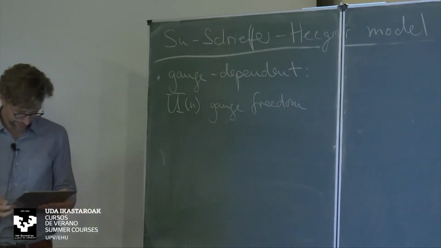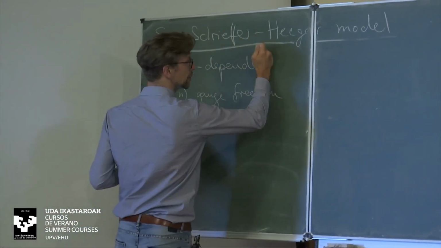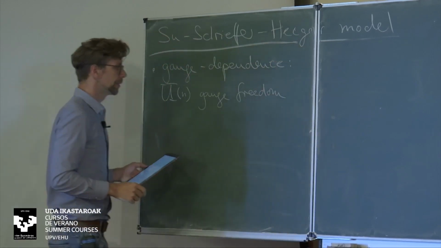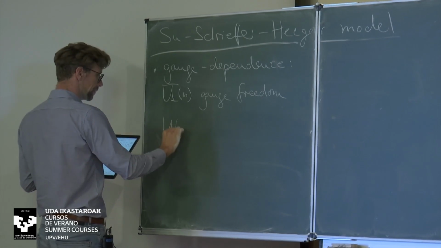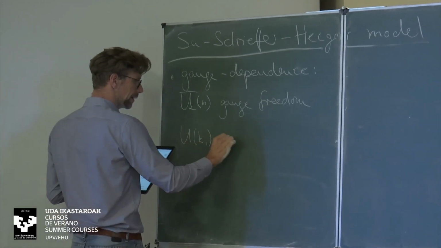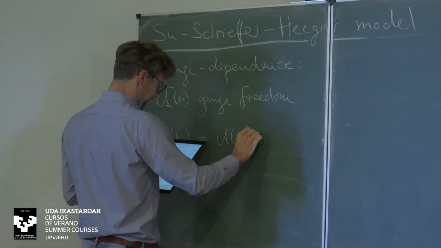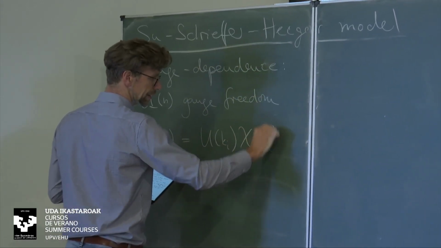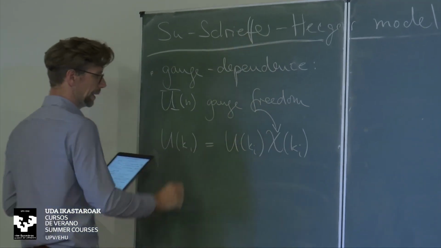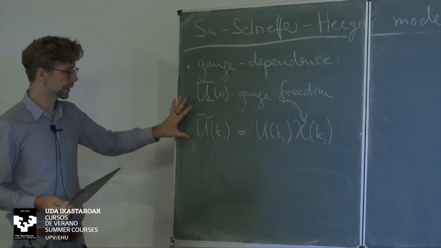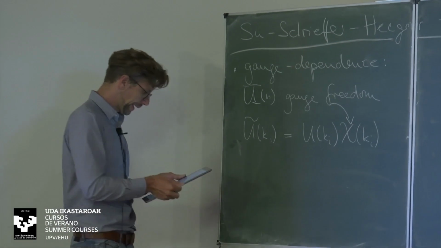So let's quickly see what is gauge dependent and what is not in this game. Let's do this gauge transformation to our Bloch state matrix U of k, and I want to represent the gauge transformation by chi of k. That's the UN, and then I get a new basis U tilde. These are the U matrices that enter in our projector.